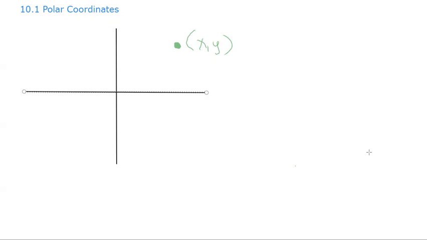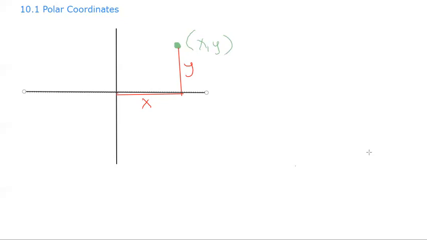Now, how we get to that point, of course, would be we go horizontally x units, and then we go vertically y units. So that means you go x units this way, and of course y units up or down. So that's one way to represent a point, and we do it in rectangular coordinates.